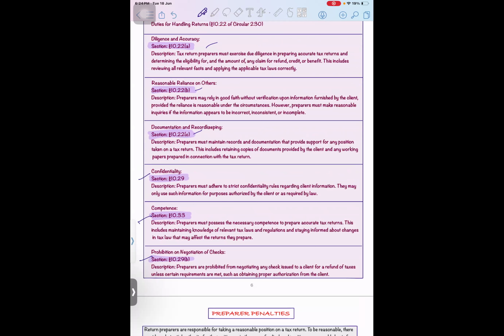There are so many sections in Circular 230. No need to do each and everything in detail. Whatever we are going to put in the book and whatever we'll do in the class, remember at least those sections. Yes, Madhumanti.